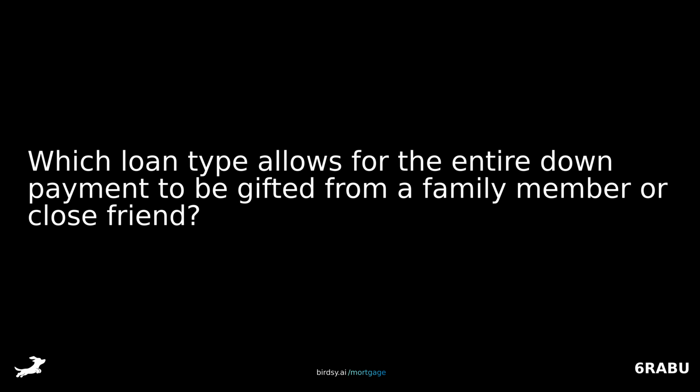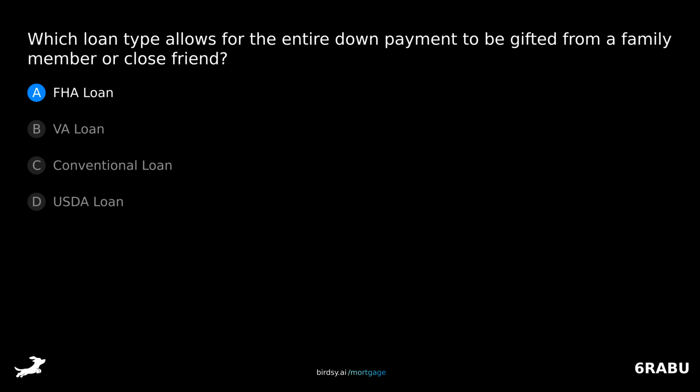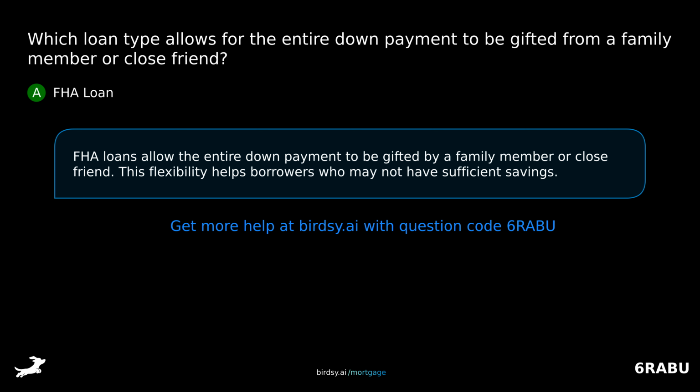Which loan type allows for the entire down payment to be gifted from a family member or close friend? Is it A, FHA loan, B, VA loan, C, conventional loan, or D, USDA loan? The answer is A, FHA loan. FHA loans allow the entire down payment to be gifted by a family member or close friend. This flexibility helps borrowers who may not have sufficient savings.